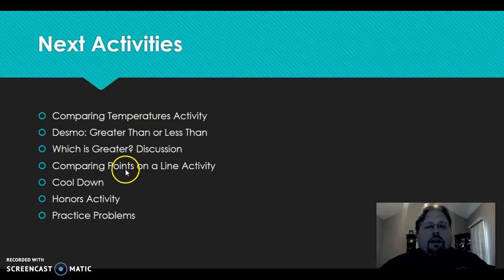Comparing points on a line activity. So you're going to be comparing points on a number line. Very similar to that last number line that we had with the letters. You're going to have a cool down. You're going to have an honors activity for the honors students. If you are not an honors student and you want to try it, go for it, try it. It's not going to hurt you. It might help me determine who I'm going to recommend for honors for next year. You're also going to have some practice problems to work on. So make sure you submit all of those.